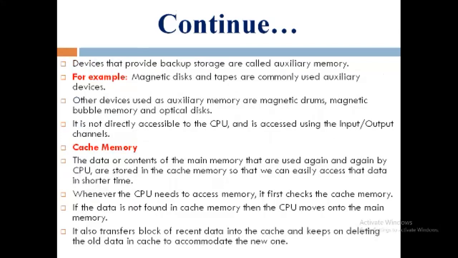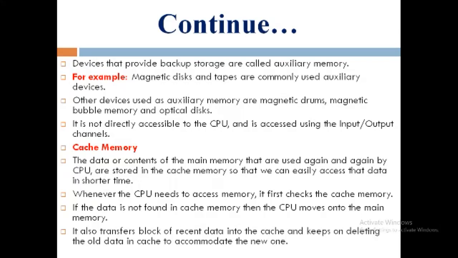The devices that provide backup storage are called auxiliary memory. For example, magnetic disks and tapes are commonly used auxiliary devices. Other devices used as auxiliary memory are magnetic drums, magnetic bubble memory, and optical disks. It is not directly accessible to the CPU and is accessed using the input-output channels.